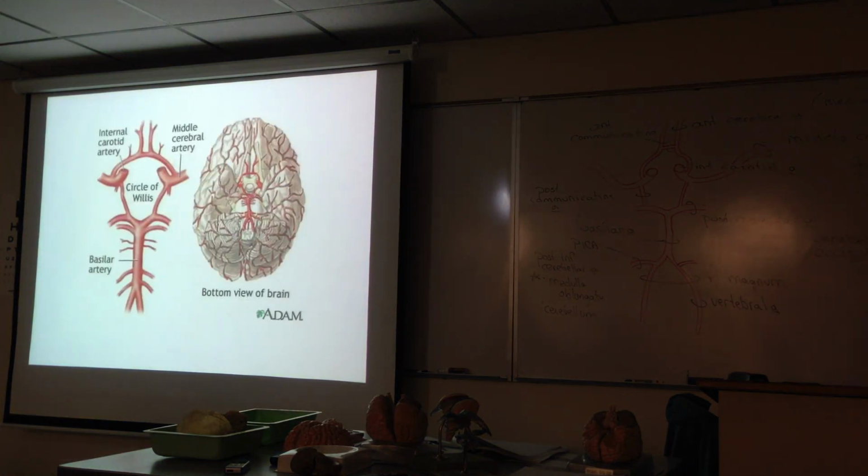Okay? So, again, vertebral, basilar, posterior cerebral, posterior communicating, internal carotid, middle cerebral, anterior cerebral, and anterior communicating. So we have a skull, you can see it looking down inside the skull, or this is a view looking onto the brain. So it kind of just depends on which way we look at it.